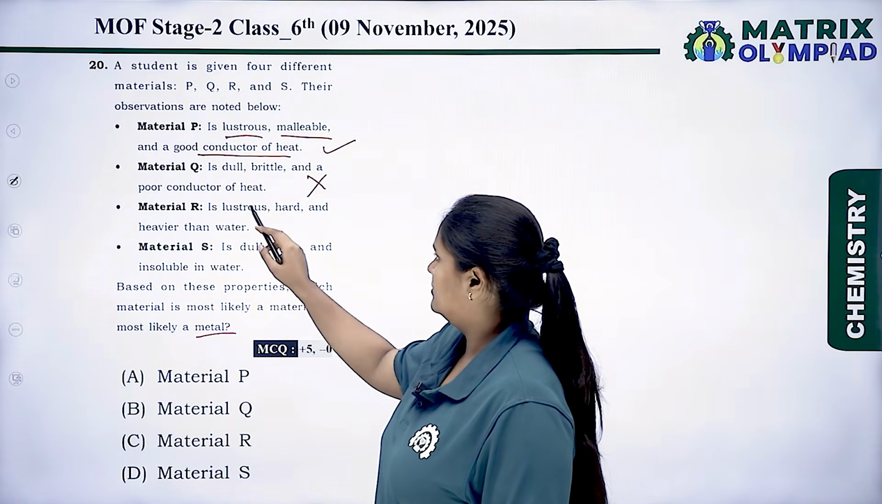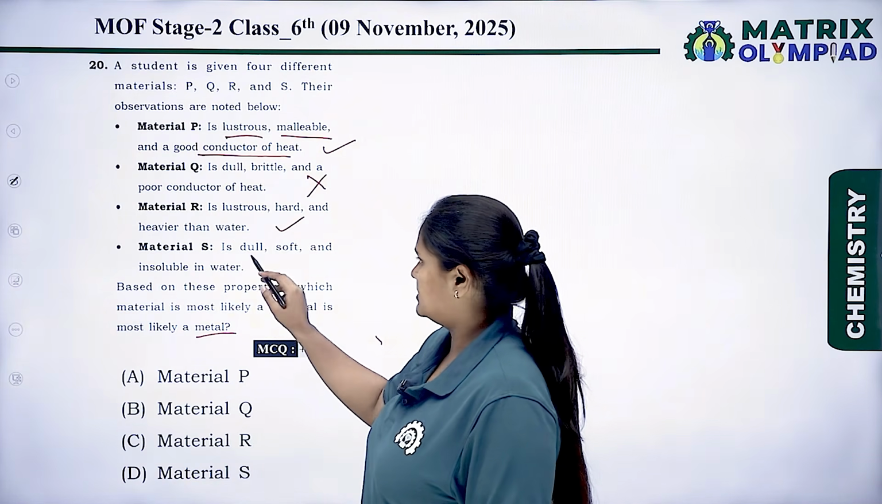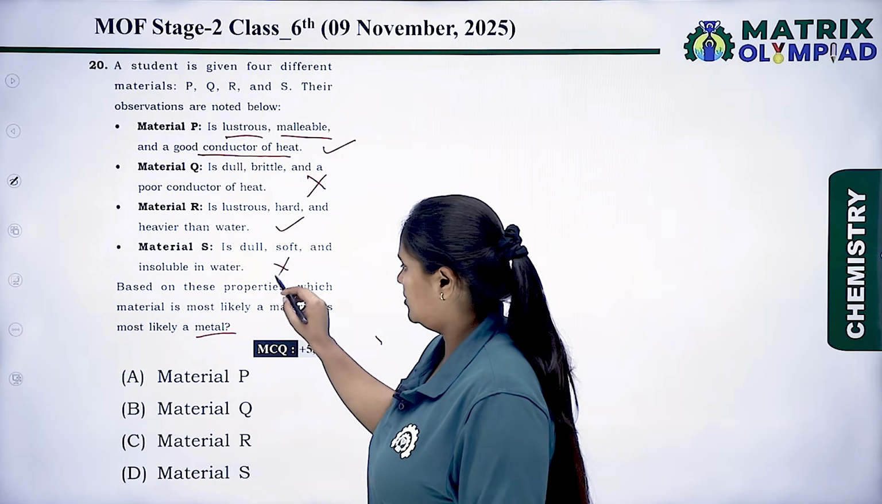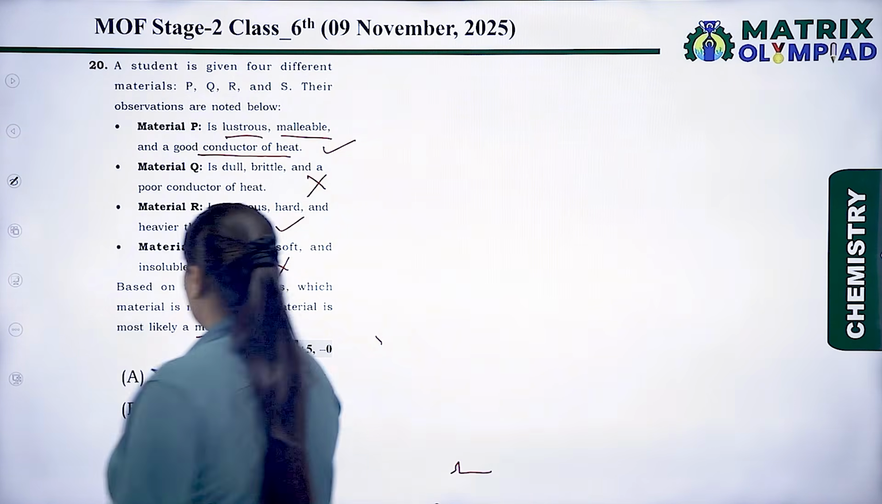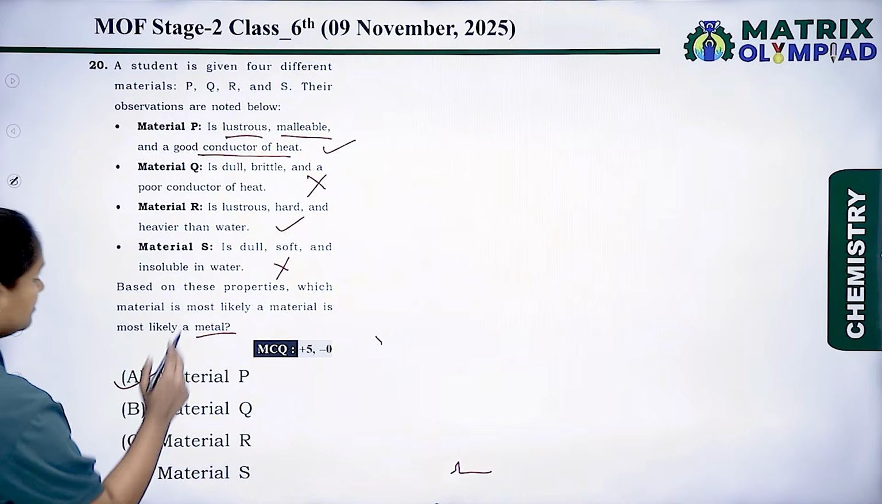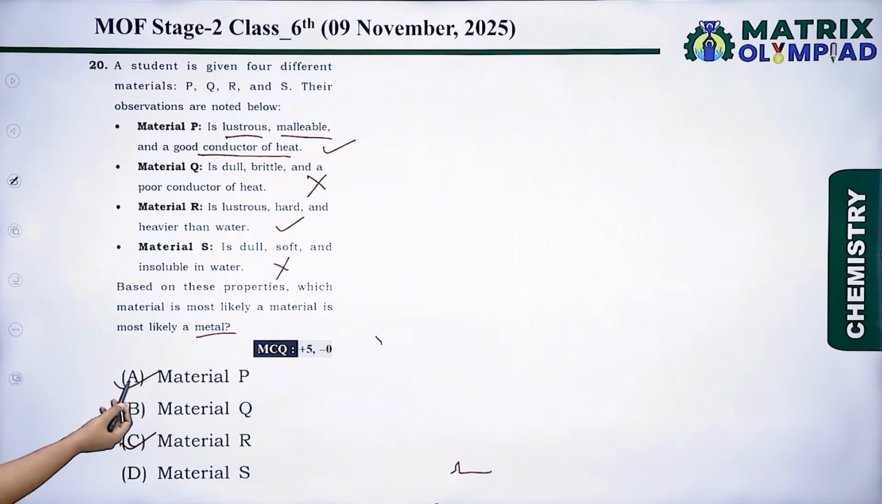And material R is lustrous, hard and heavier than water. Yes. Material S is dull, soft and insoluble in water. No. So in this question, the answer is material P and material R. So we can take option A and option C. So in this question, the answer is A and C.